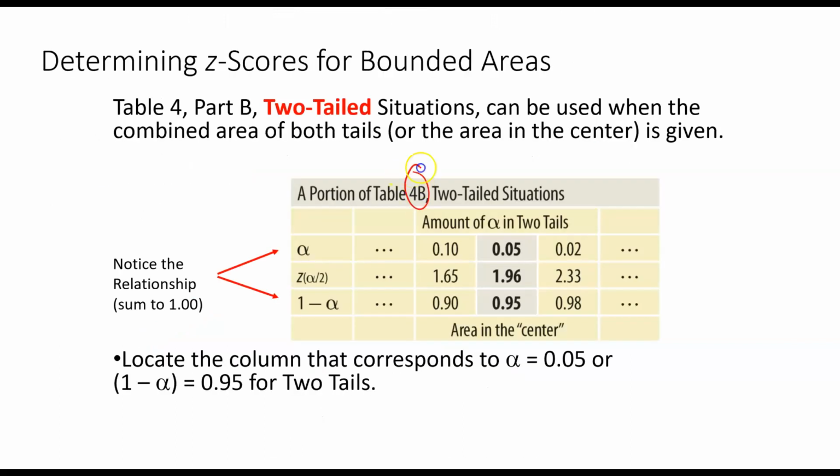You'll notice in table 4B, two-tailed, right? So two tails are for bounded situations. If you know the alpha value, you can find the z of alpha over 2. 1 minus alpha will be the area in the center, like the 0.95, right? So 1 minus alpha is the area in the center. Alpha equals the total value of the two tails. Alpha over 2 is the area in only one tail.